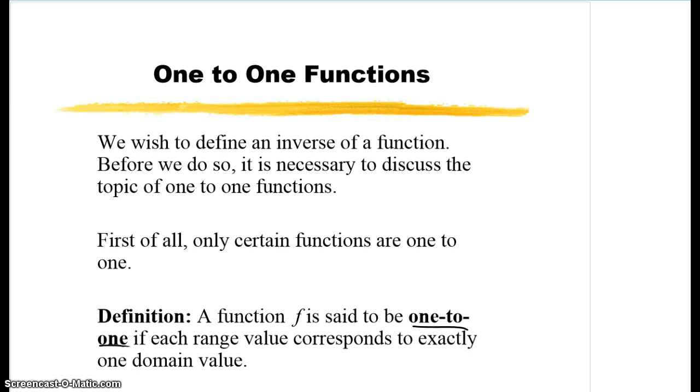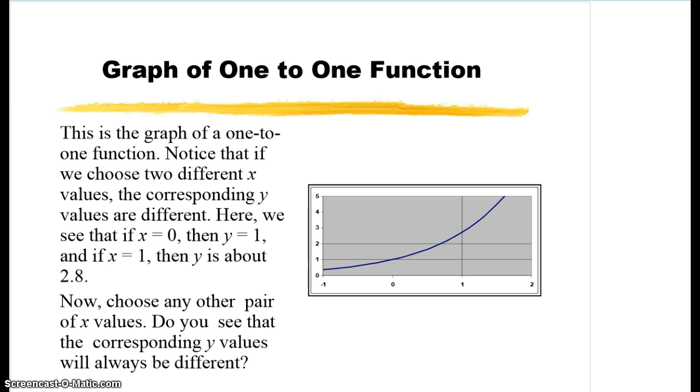Okay, so this is the graph of a one-to-one function as an example. Notice that if we choose two different x values, the corresponding y values are different. So if I pick 0 and 1, the corresponding y values are going to be different here. If x is 0, then y is 1. And if x is 1, then y is about 2.8. So we have (1, 2.8) and (0, 1).